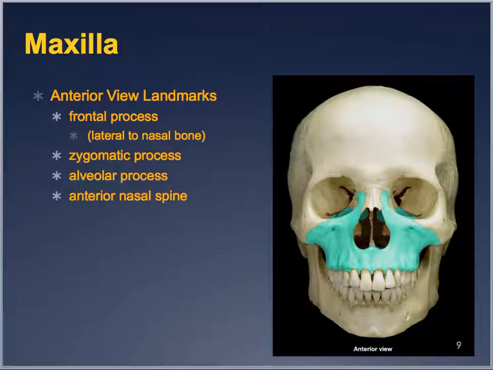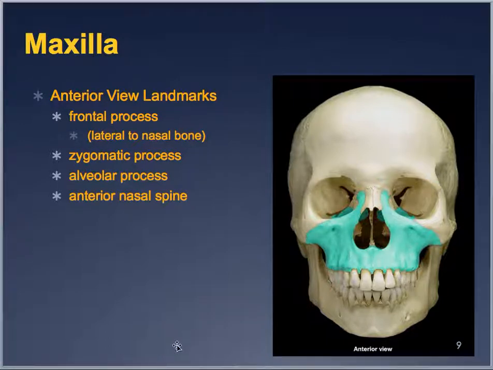The first to notice are the upward growths from the main portion of the bone towards the forehead. The forehead itself is made of the frontal bone. So the name of these processes on the maxilla that extend upward are the frontal processes, shown here right between the eyes in green.